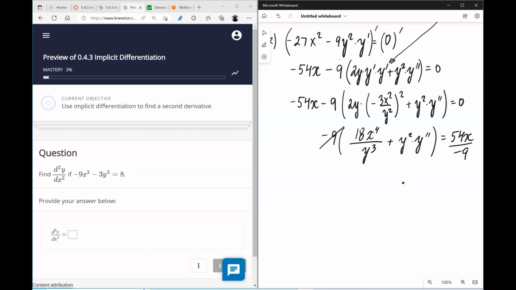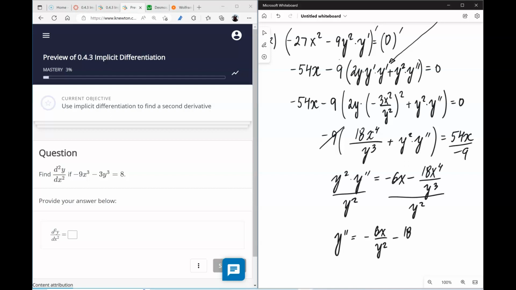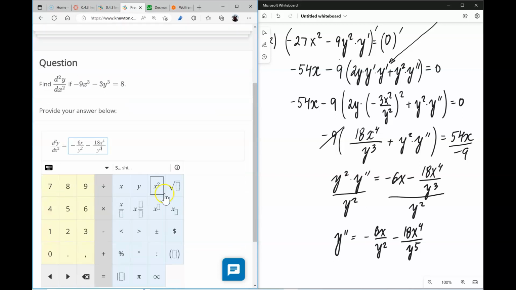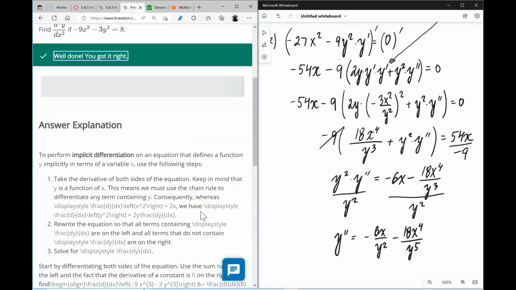and then we subtract from both sides the 18x to the 4 over y cubed, and now we just divide both sides by y squared. So y double prime is equal to negative 6x over y squared minus 18x to the 4 over y to the 5. And as far as I know, this is not unique, because y prime can be expressed in terms of y in more than one way. So hopefully Newton accounts for that non-uniqueness. So let's see. Yep, we got it right.